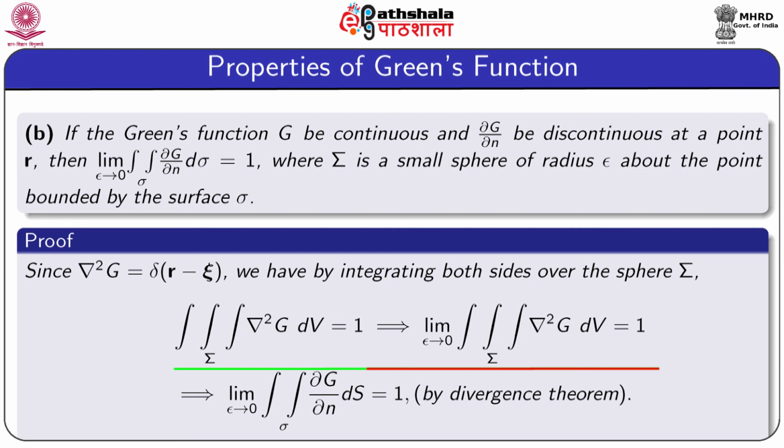Now, if you take the limit epsilon tends to 0, then its value will remain the same. Volume integral of Laplacian squared G dV equals 1. Now, this volume integral can be converted to the surface integral using the divergence theorem. So, it gives that limit epsilon tends to 0, surface integral of del G del n dS is equal to 1. So, this is the required proof of this theorem.